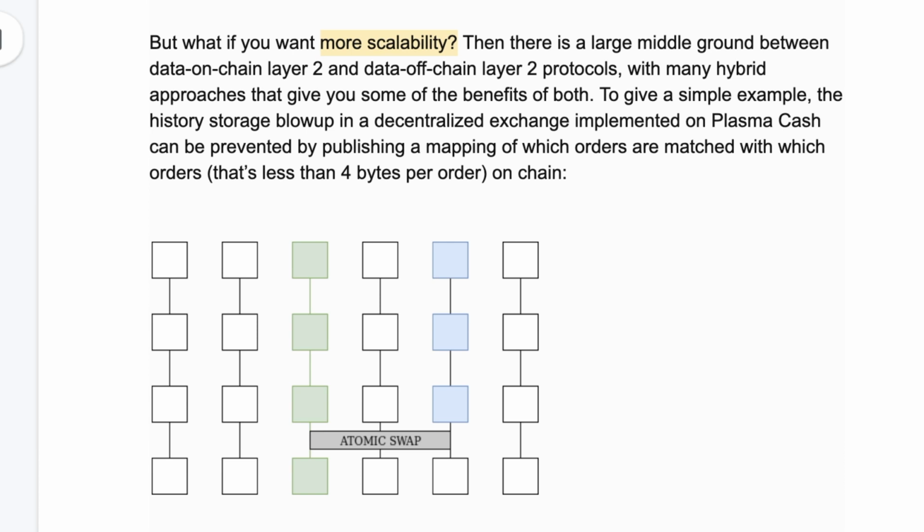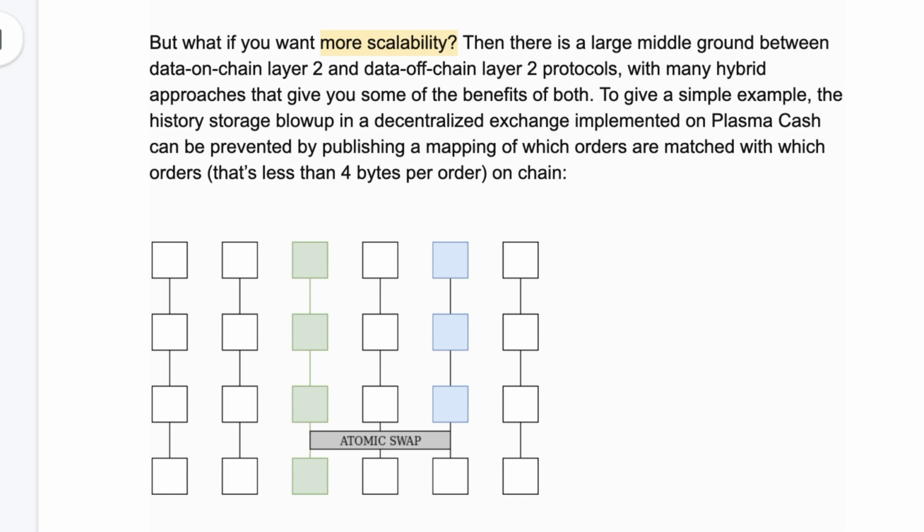Now we've seen some advantages and disadvantages of Plasma, state channels, zero knowledge, optimistic rollup, and so on. And we've seen what kind of benefits in the scalability area they can bring for the Ethereum blockchain. But what if developers and users want even more scalability? What options are there here?